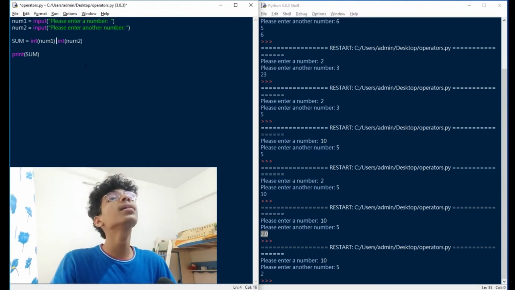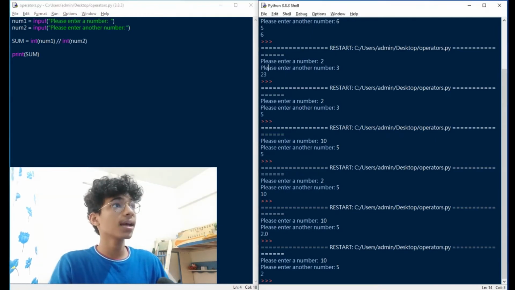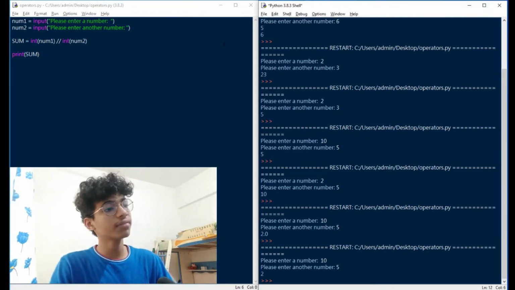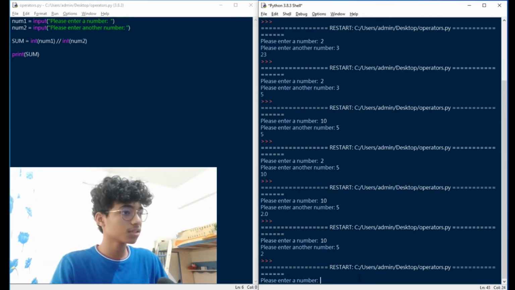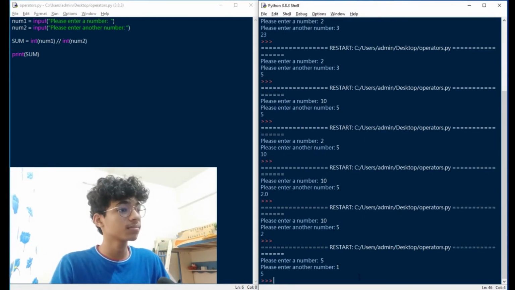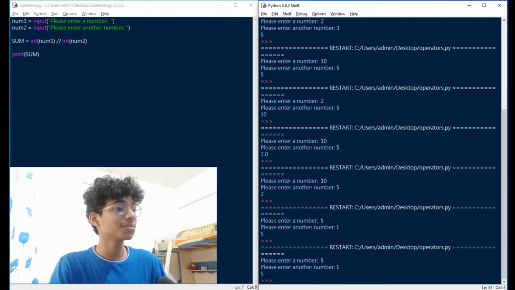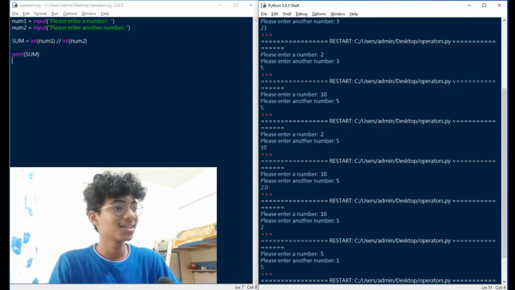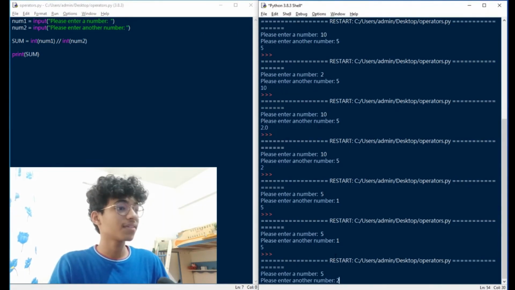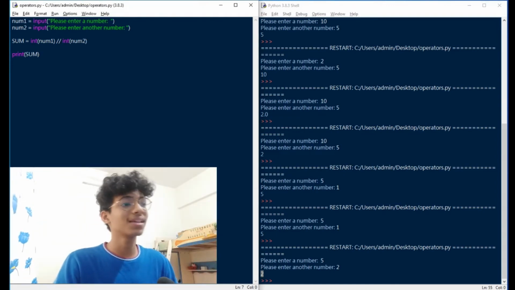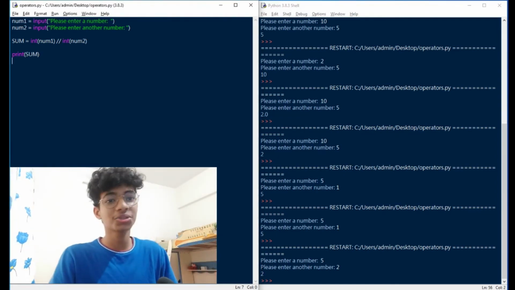Like I said, this is integer division. Let's say we want to divide two numbers from which we're going to get a remainder, or a decimal for that matter. So let's divide 5 with 2 in this case. Let's say the first value is 5 and the second is 2. There you go, it gives you 2. It removes the decimal part directly and does not show it to us.